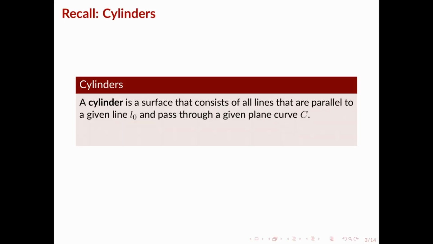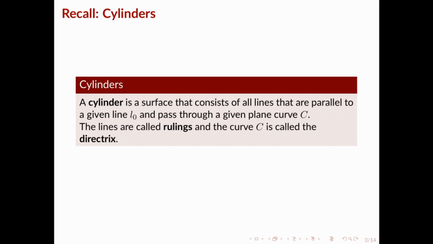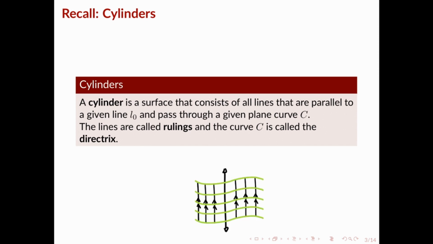Now, let's move on to cylinders. A cylinder is a collection of lines parallel to a given line that pass through a given curve along a plane. The lines themselves are called the rulings of the cylinder, while the curve the lines pass through is called the directrix. So you can think of cylinders as being generated by moving the directrix parallel to the given line, something like this. For now, we're going to be focusing on right cylinders.